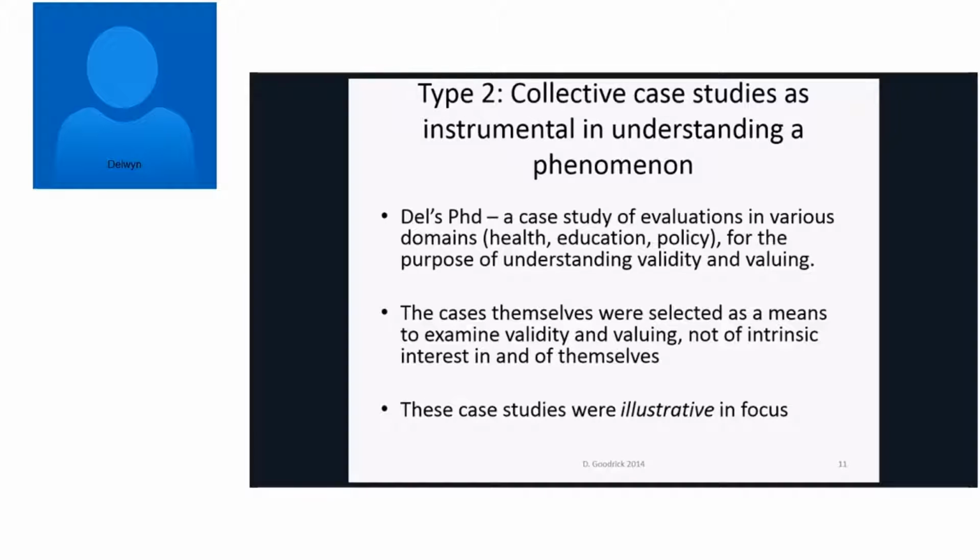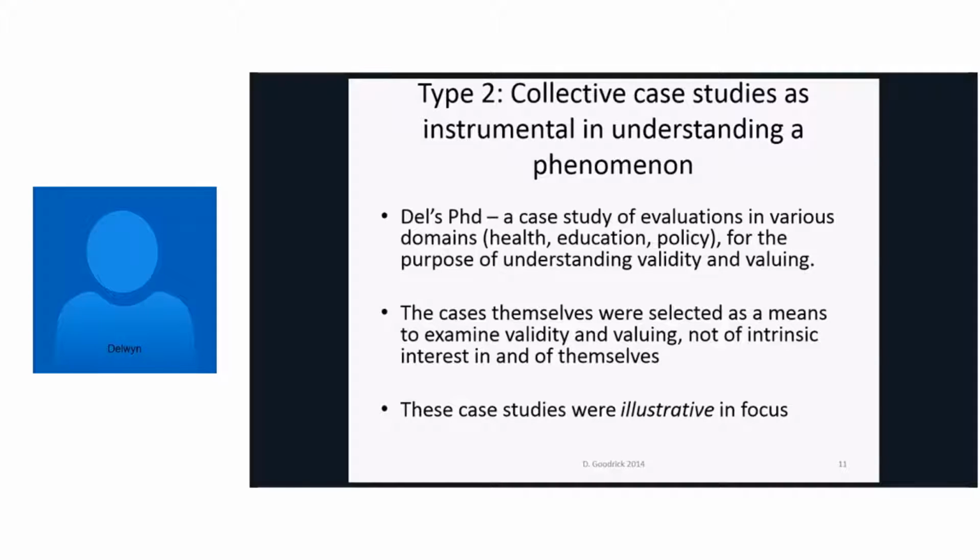The second type, the collective case study, very common in evaluation, is one where we've got lots of different case studies. And my own PhD in '99 was a collective case study. It wasn't for causal purposes. It wasn't to generate explanations of particular outcome patterns. Rather, it was trying to understand how something was in place.